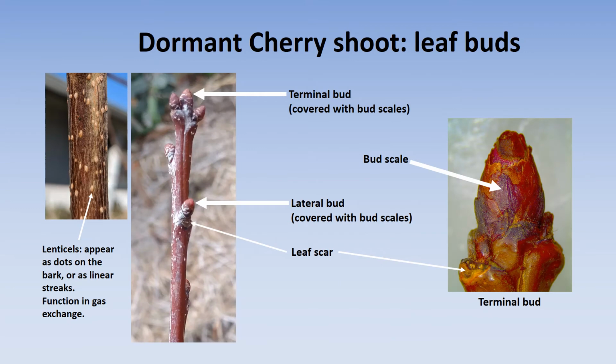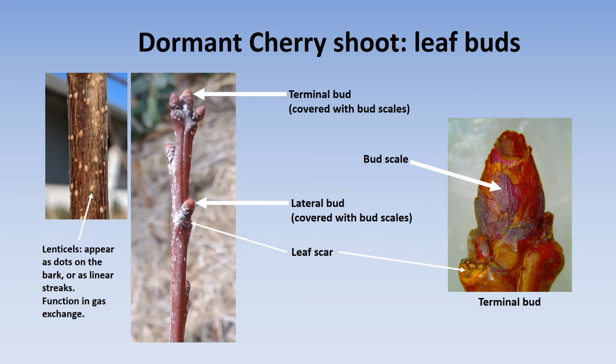This is a twig from a sweet cherry tree. It is in dormant condition, so the leaves are missing. Also, the buds are not active and are covered by protective bud scales. You can see small dots on the stem surface. These are called lenticels, which are regions of loose cell structure allowing gases to diffuse into and out of the stem.